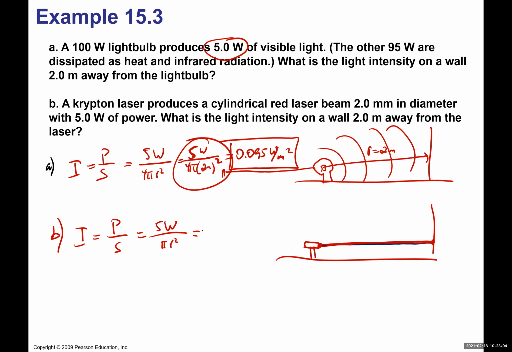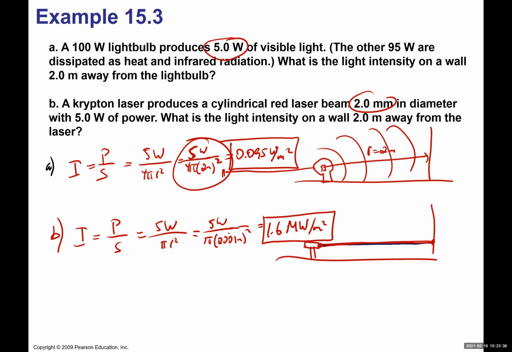Okay. So then if I plug in those values, 5 watts over pi times half of the diameter, 2 millimeters, so 0.001 meter squared. If I calculate this, then I'm going to get 1.6 megawatts per square meter, like that.